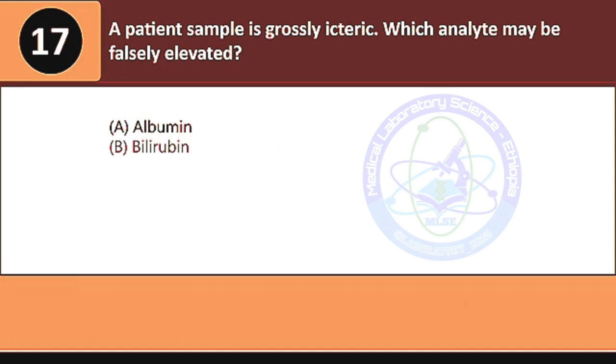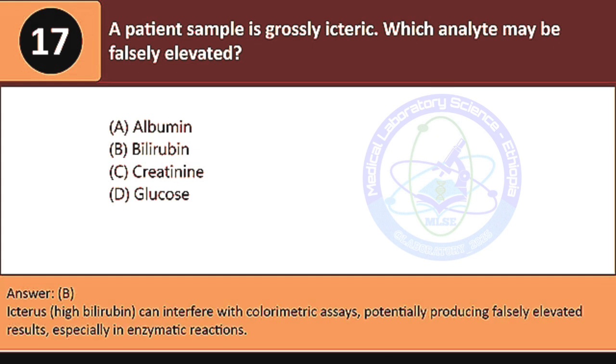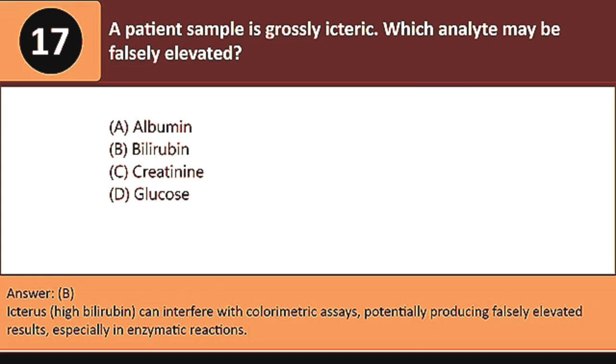A patient's sample is grossly icteric. Which analyte may be falsely elevated? A. Albumin. B. Bilirubin. C. Creatinine. D. Glucose. Answer: B. Icterus, high bilirubin, can interfere with colorimetric assays, potentially producing falsely elevated results, especially in enzymatic reactions.